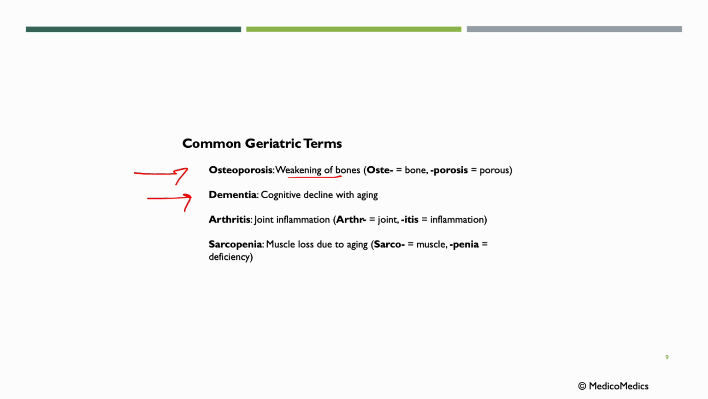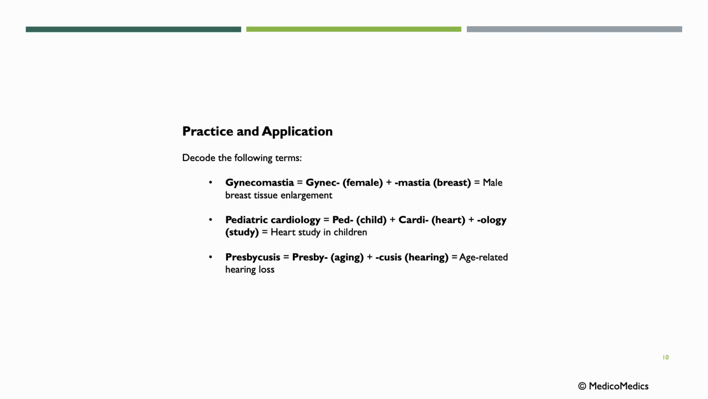Another one is dementia, so cognitive decline with aging. Arthritis, joint inflammation again. Sarcopenia, muscle loss due to aging. Sarco means muscle, penia, deficiency. So sarcopenia. So moving on then to some practice and application.